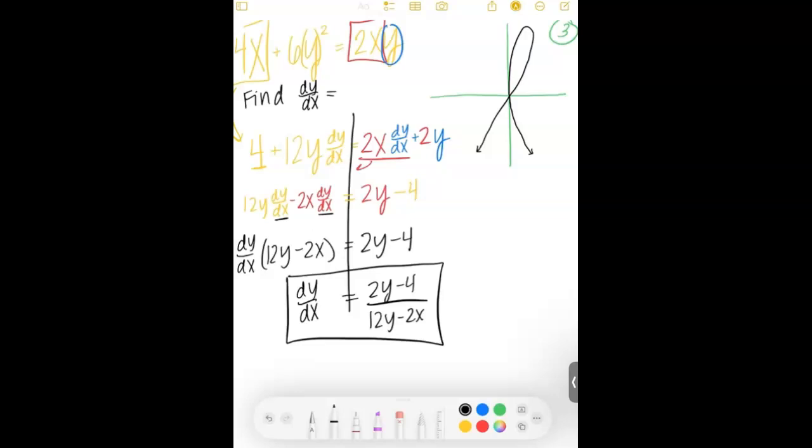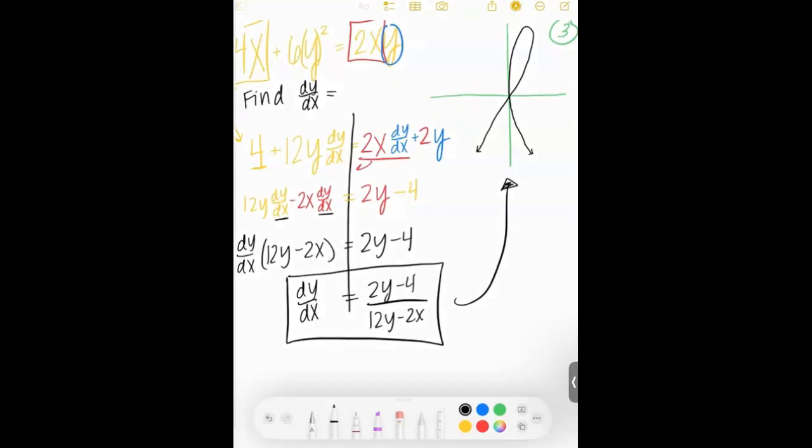So that's the thing with implicit. You do need an ordered pair to find the slope because x and y will be in your final answer. But for this little ribbon up here, any point on there follows this for the slope.